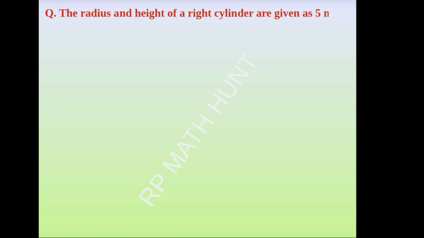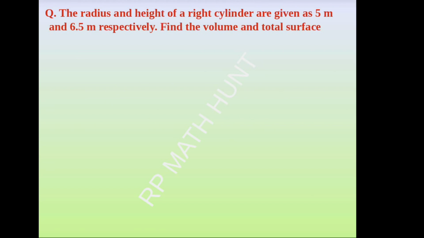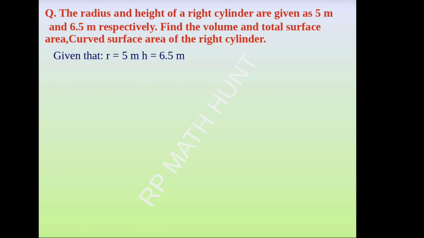The radius and height of a right cylinder are given as 5 meters and 6.5 meters respectively. Find the volume, total surface area, and curved surface area of the right cylinder. Given that r is equal to 5 meters, h is equal to 6.5 meters.